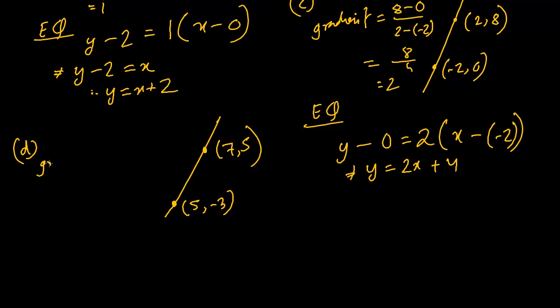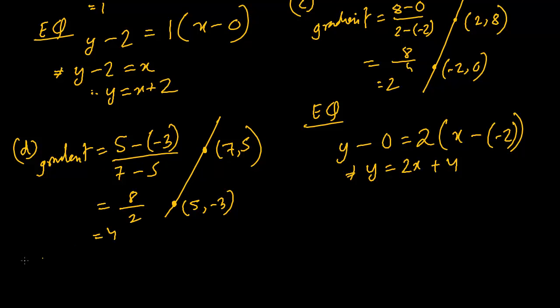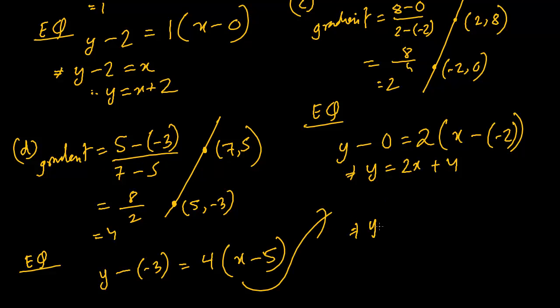So first of all, gradient. The gradient is going to be change of y, 5 minus minus 3, over change of x, 7 minus 5. So this would be 8 by 2, which is 4. So the equation is going to be y minus y1, which is y minus minus 3, equals m, which is 4, times x minus x1, x minus 5. So that turns out to be y plus 3 equals 4x minus 20. Therefore, y equals 4x minus 23.